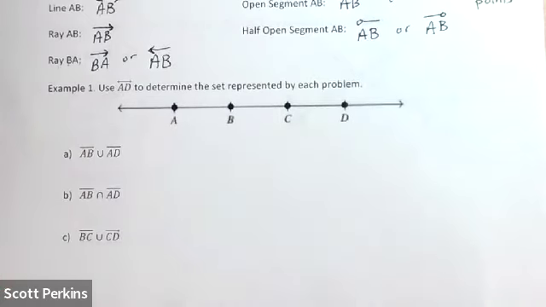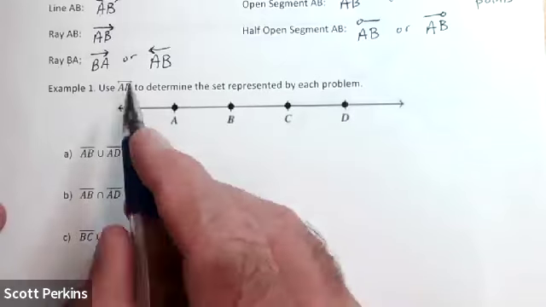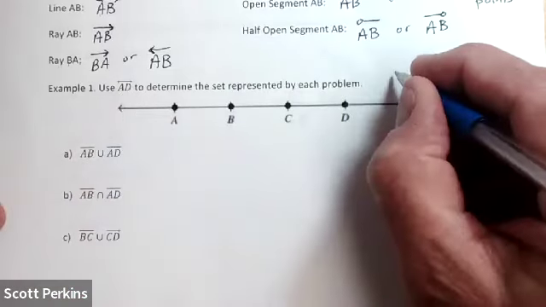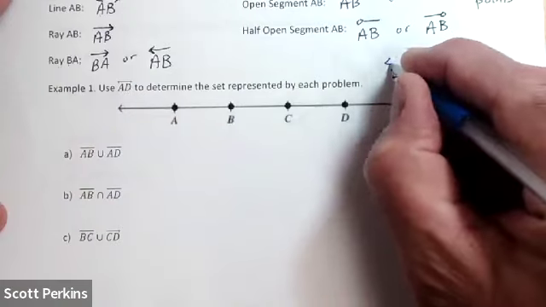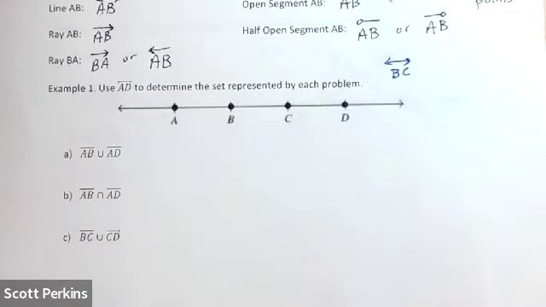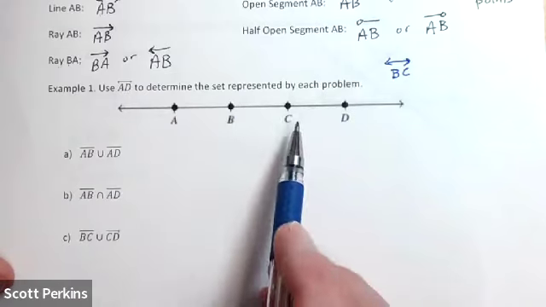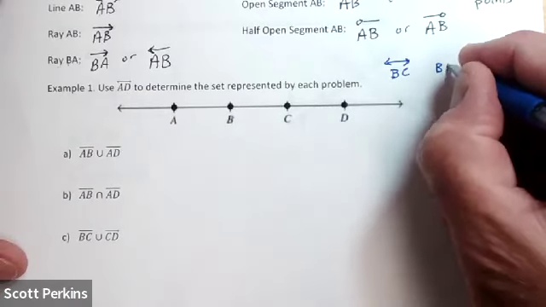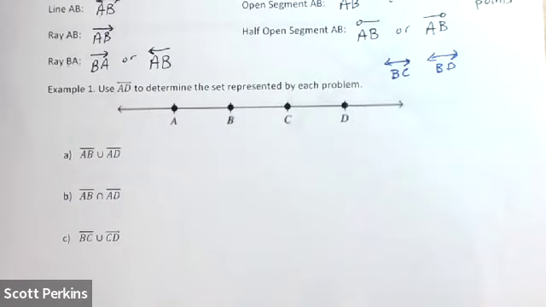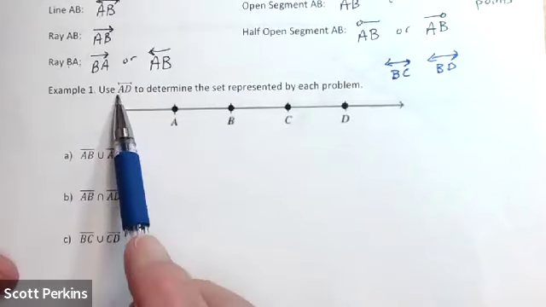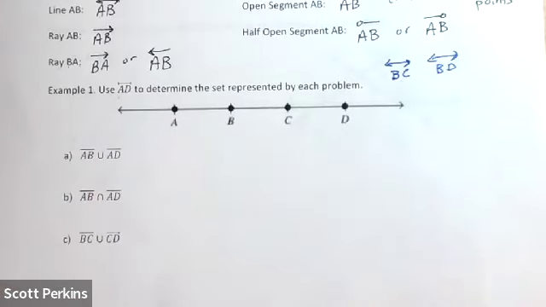By the way, you might say, hey, does it matter? Could I have used another pair of points? Would it be a different line? And the answer is no. If instead of AD you had written, let's say, BC, that would be the same line because all of those points are on this line. You could have had line BD, same line. So you're just picking any two points on that line to determine it. I don't want you to think that AD is different than BC or BD when you're talking about a line.